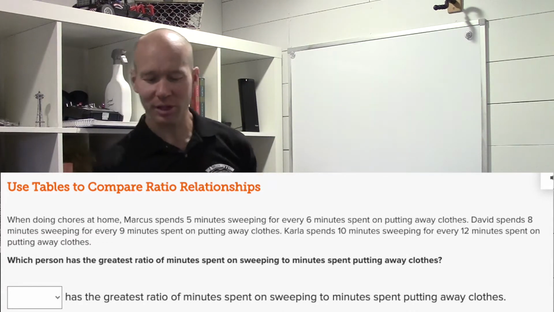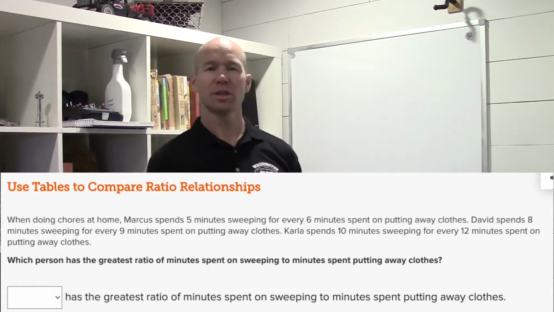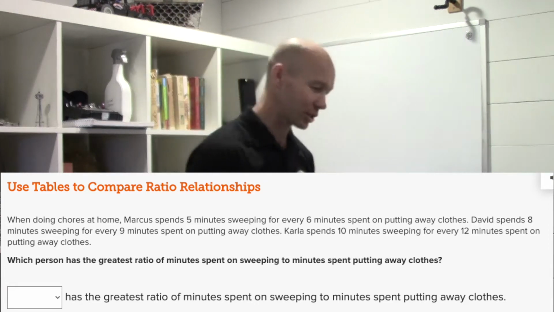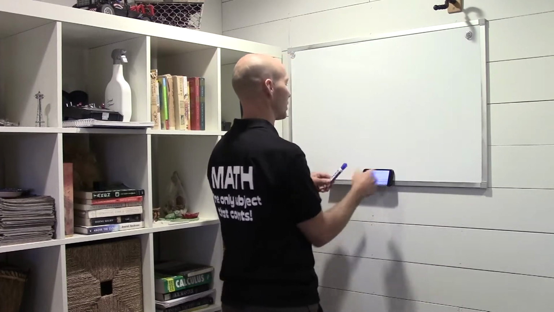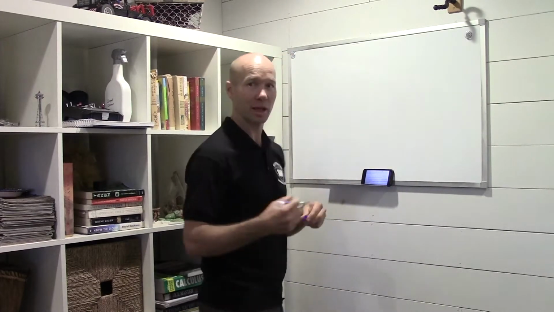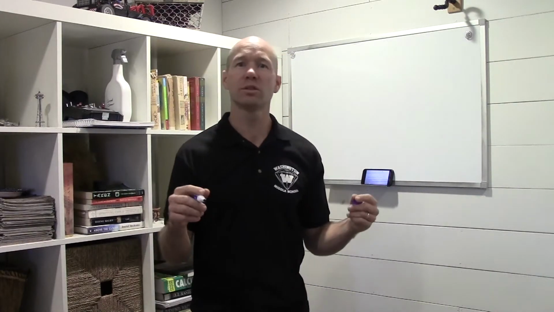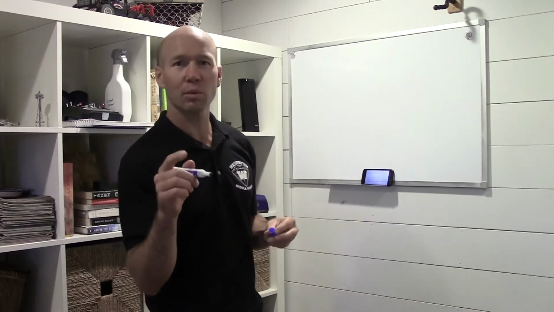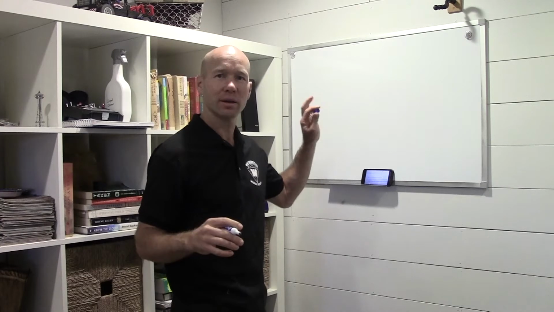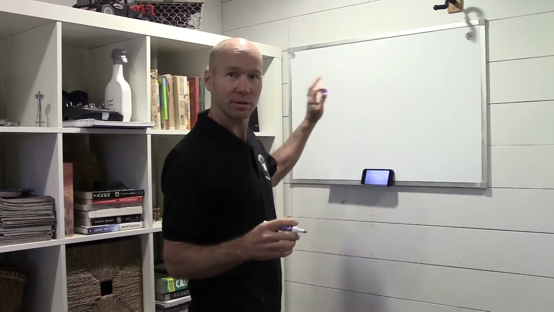Now the top says use tables to compare ratio relationships. So I have 3 people here that I'm going to work on their ratio relationships. Now I would like you to get your paper out and follow along and do your work on your paper as I write on my table here.